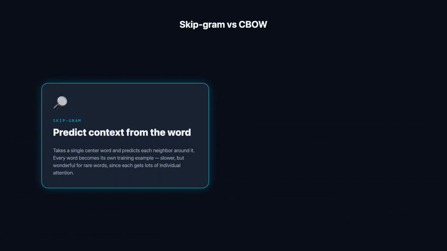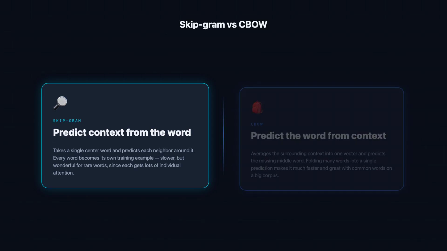First, let's see what makes CBOW different from its twin. Its sibling model works in reverse. Skipgram takes one center word and predicts the context around it, which means every single word becomes its own little training example. That's wonderful for rare words because each one gets plenty of individual attention, but it's slower since you're making a separate prediction for every neighbor you look at.